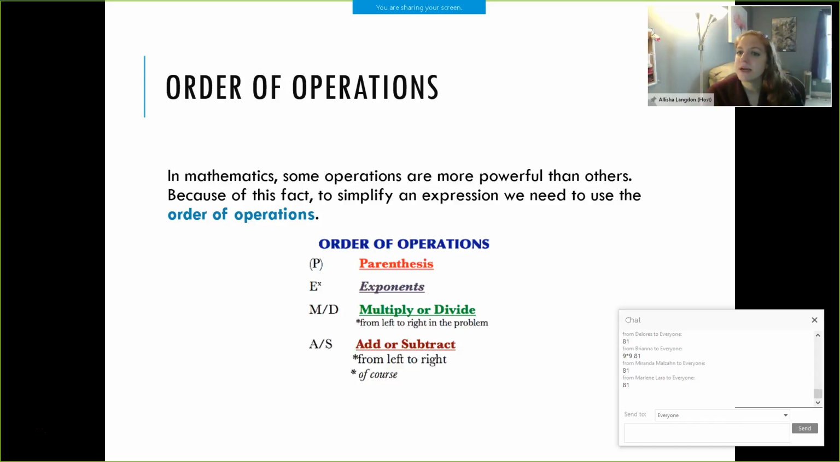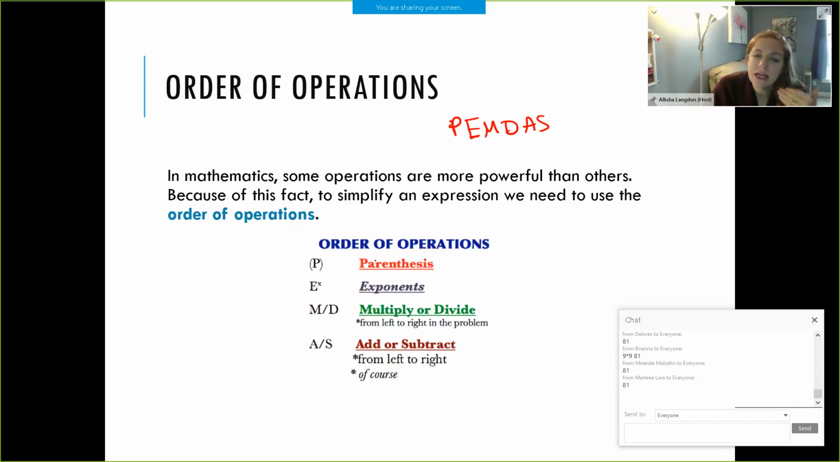So the order of operations is vital because it's going to tell us what operation should come first, what operation is more powerful and is required to do first. So order of operations, you can read it as PEMDAS, or some of you may have heard it as please excuse my dear Aunt Sally. Some of you may have remembered it like that.